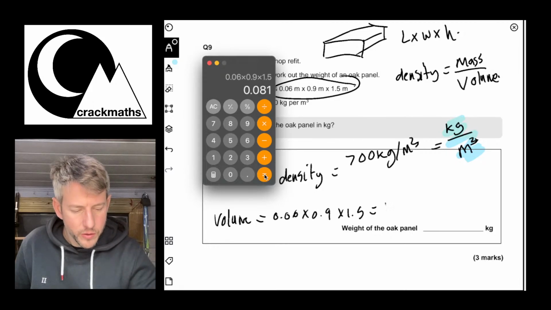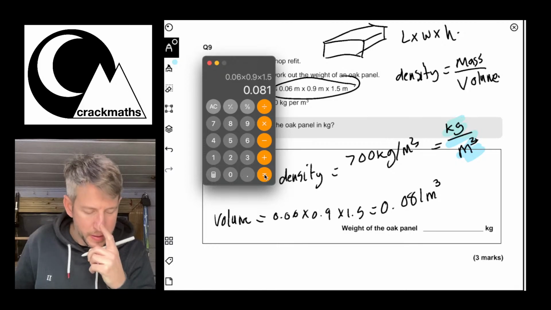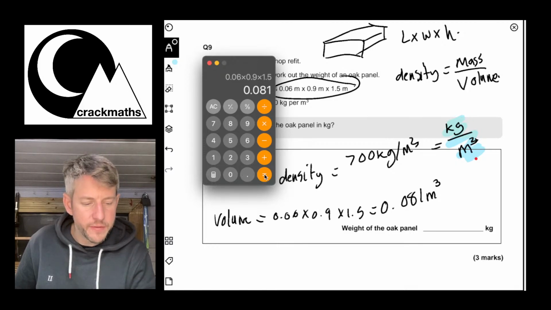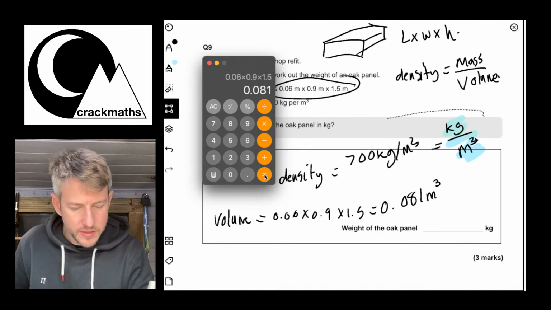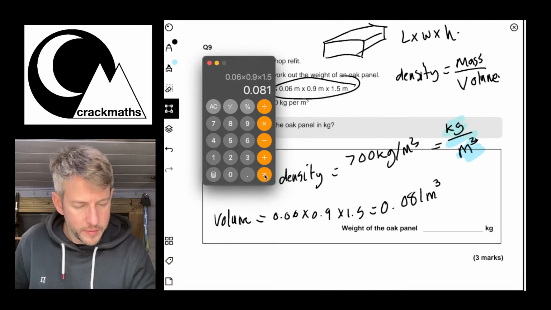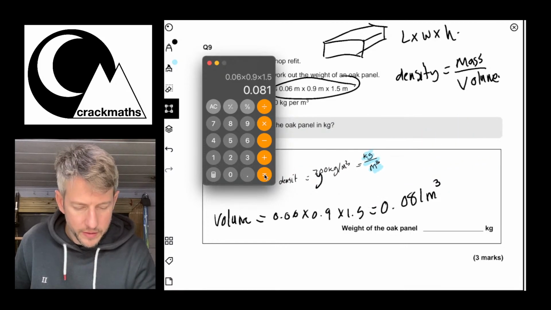And that equals 0.081 meters cubed. We know that density is kilograms divided by meters cubed. We got that earlier. Let me just move this out of the way so I've got some space. I'll leave it here though.